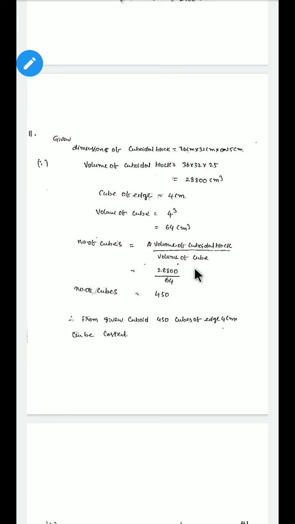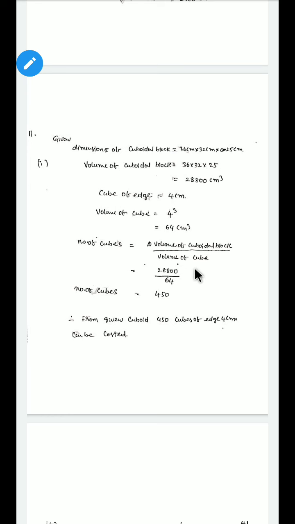Now you have to find the volume of each cube. Each side of the cube is given here as 4 centimeter. Now how to find the volume of a cube? That is a cubed, where a is the side of the cube, so that will be 64 cubic centimeter. After melting this cuboid, you will get some cubes with this volume. So how to find how many cubes you can make from here? You have to divide the cuboid volume by 64. You will get 450. So 450 cubes you can make from here.